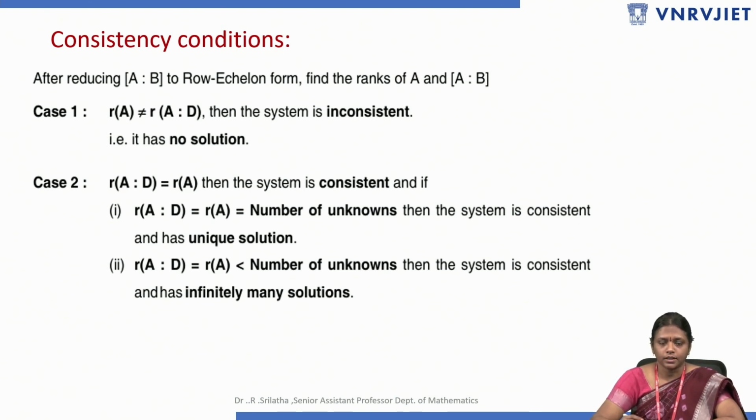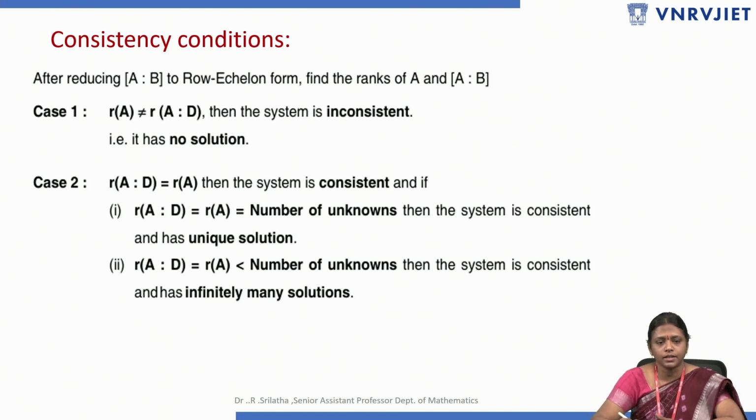Another condition: if rank of A is equal to rank of the augmented matrix, in that case we can say that the system is going to be consistent. If it is consistent, it has a solution. If it has a solution, what type of solution will we get? Is it a unique solution or an infinite number of solutions?